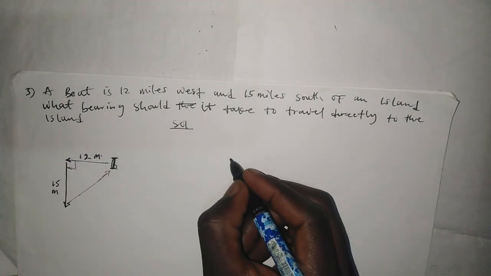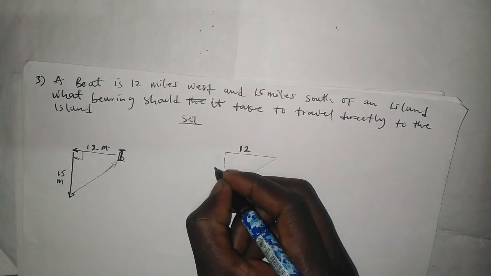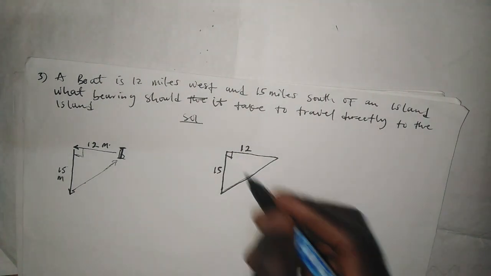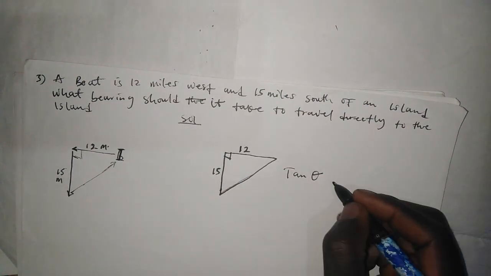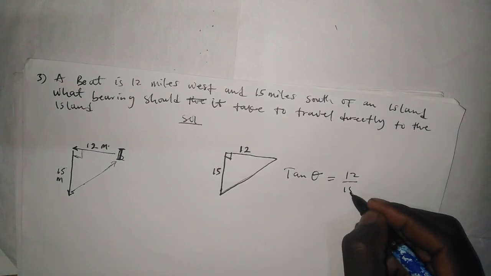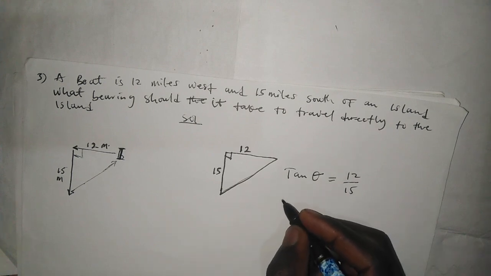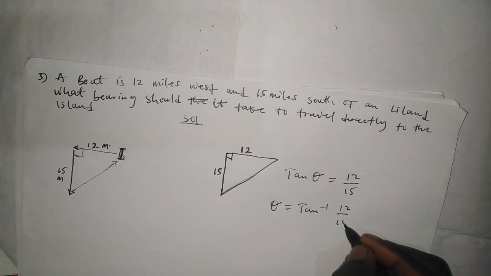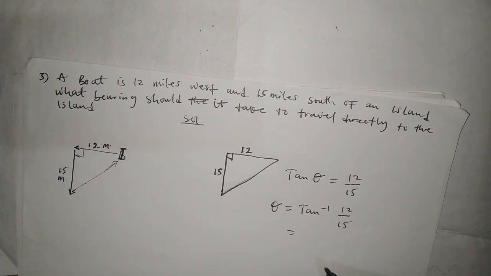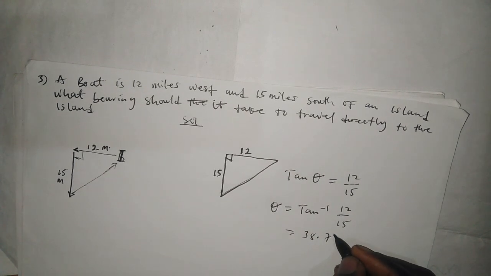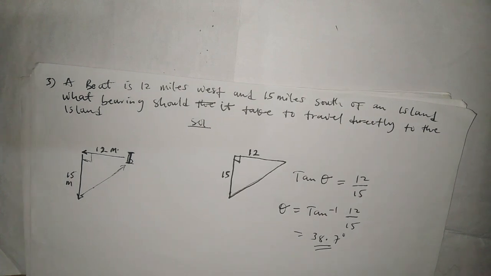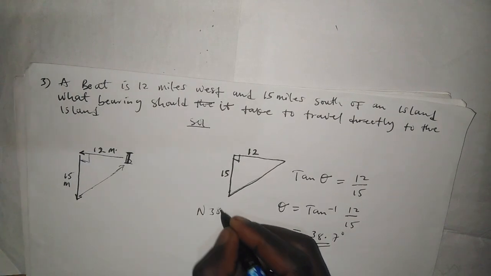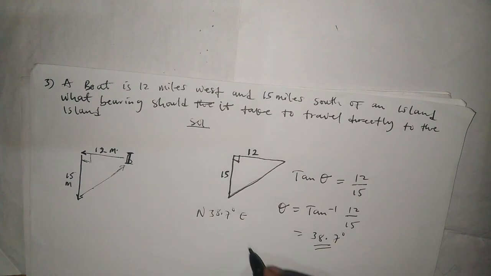So let's bring out the triangle. The triangle will look like this. To get this angle, we use tan. Therefore, tan theta, which is this angle, is equal to 12 over 15. Taking the tan inverse of both sides, we have theta is equal to tan inverse of 12 over 15. When you take the tan inverse of 12 over 15, you have 38.70 degrees. This is the angle inside the triangle. Now to write the bearing, we say the bearing is going to be north 38.7 degrees east. So this is the bearing.